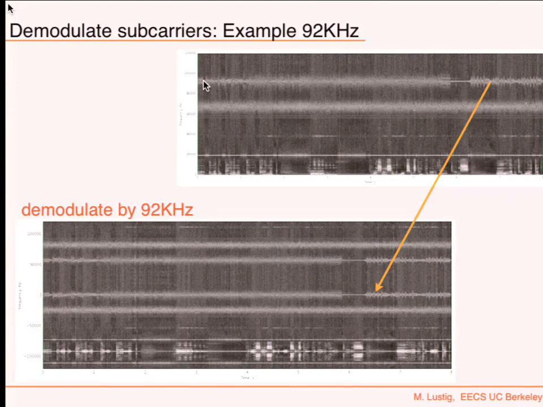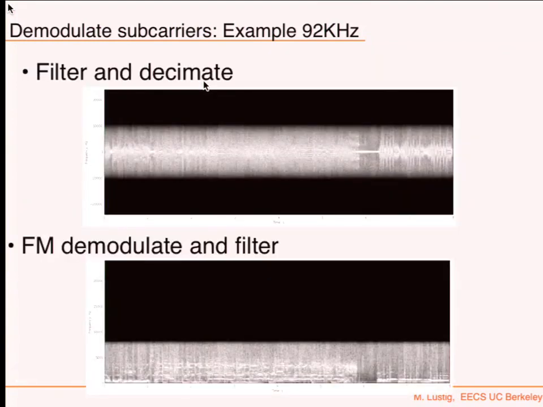Then I'm going to filter and decimate, and when I do that, it looks like this. Now this is FM modulated, so what I need to do again is FM demodulate, in the same procedure that I did for the RF part, now at this rate. When I do that, you're going to listen to this. It's quite noisy, by the way, but you're going to hear it.